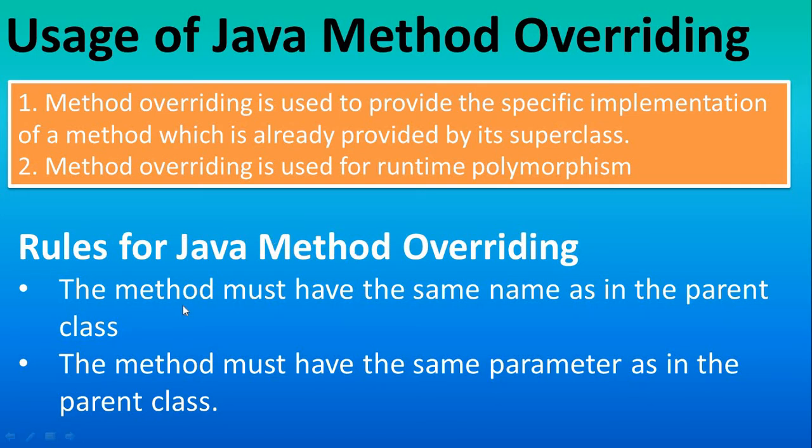So here are the rules. The method must have the same name as in the parent class, which I already told you. The method must have the same parameters. This point I also covered, meaning whatever parameters, return type and name you use, you have to use the same signature and same declaration in the derived class also.